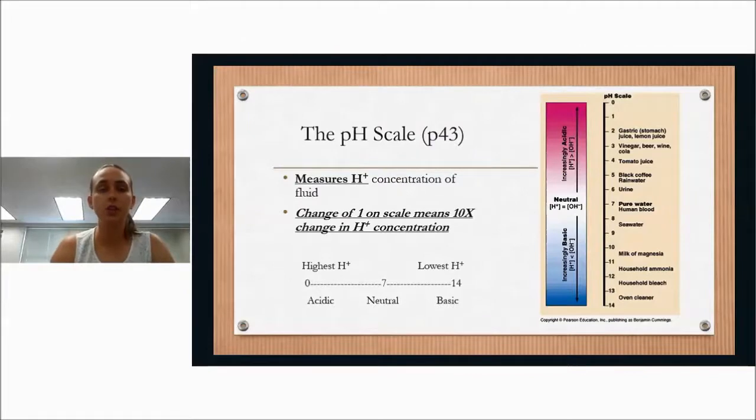pH scale measures hydrogen ion concentrations of fluid. A change of 1 on the scale means 10 times change in hydrogen ion concentration. So one number change in concentration is actually a very large jump. 0 is the highest hydrogen ion concentration, and it is the most acidic. 7 is neutral, and 14 is the lowest hydrogen ion concentration, and it is the most basic.